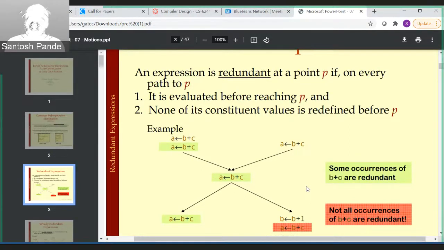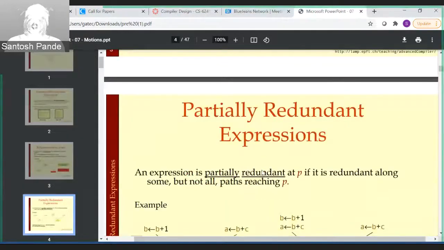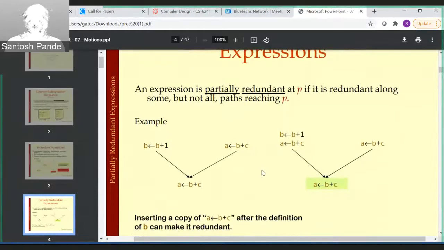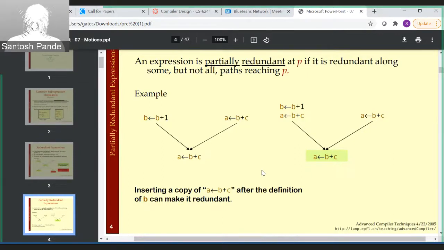So suppose something is not totally redundant. Let's say it is redundant when coming from this side, and on the left side and right side, it is not redundant. Then what are we going to do? We will really have a problem if we do not take care of the redundancy in this particular respect. So can we do something, first of all, for this partially redundant expression?